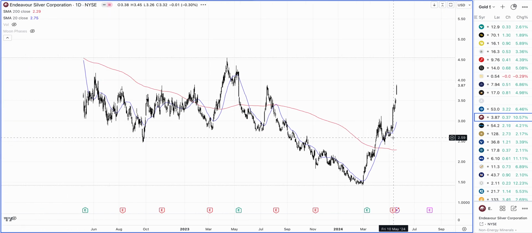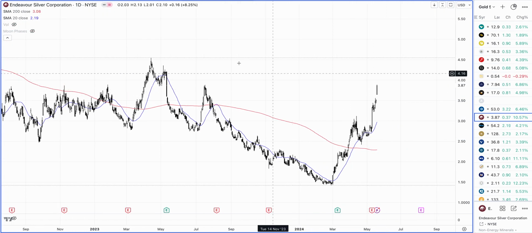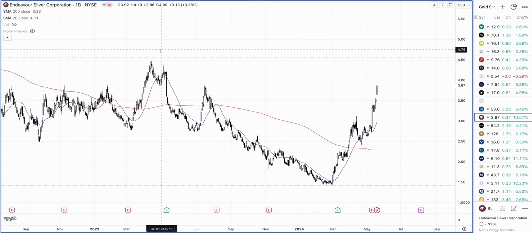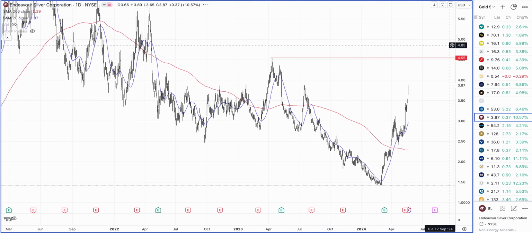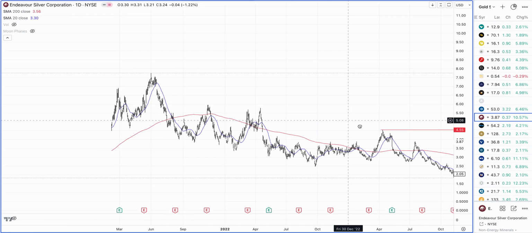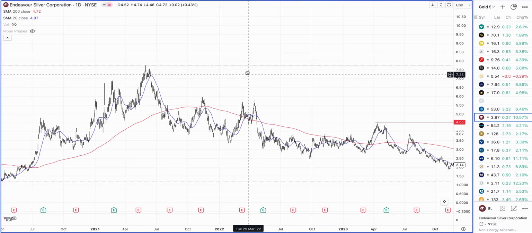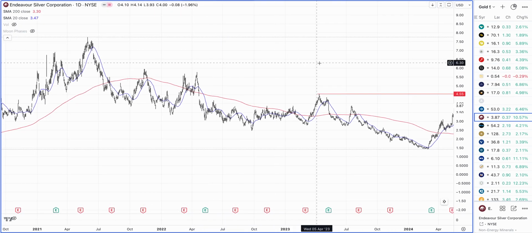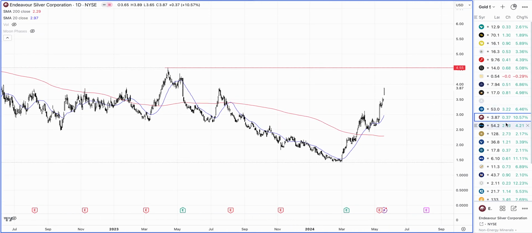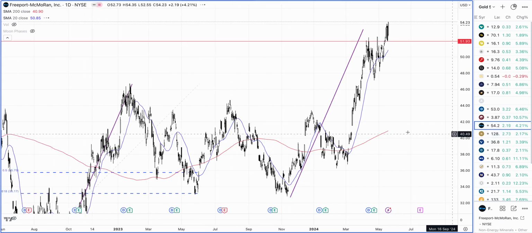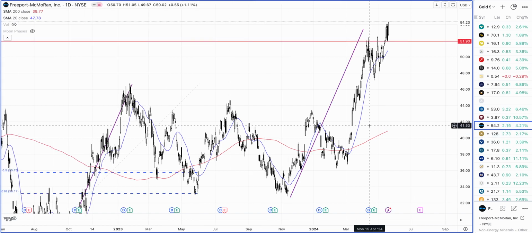This is Endeavour Silver Corporation. Wow, looks like it has its destination around here, 455. Really small value stock. And just one has to do their own studies before getting into something as small as this. Yeah, this is a nice one.